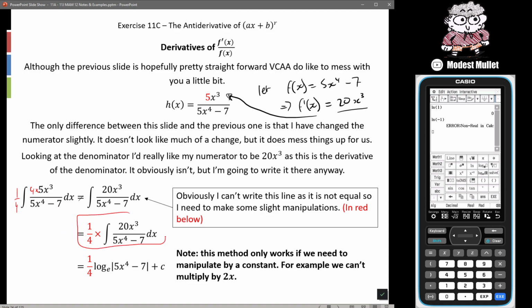So that's what this is showing here. It's multiplied the 5 by 4 and given me the 20 that I need. But since I've multiplied it by 4, I need to bring a 4 in the denominator out the front as a scaling factor. And then I get to use my rule. Quite easy. The quarter just stays at the front. I've now got f of x in the denominator and I've got f dash of x in the numerator. So I just apply that rule to anti-differentiate it.